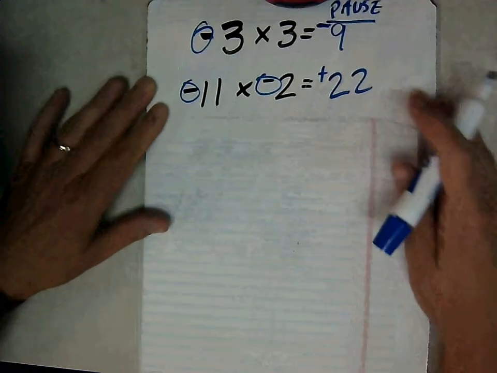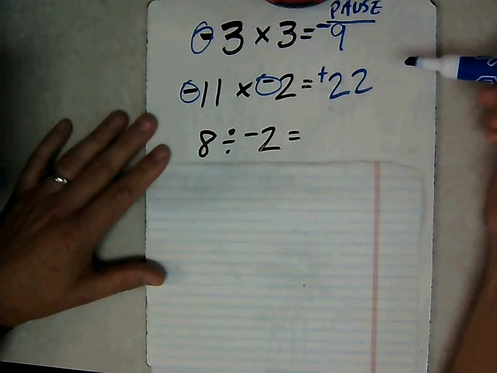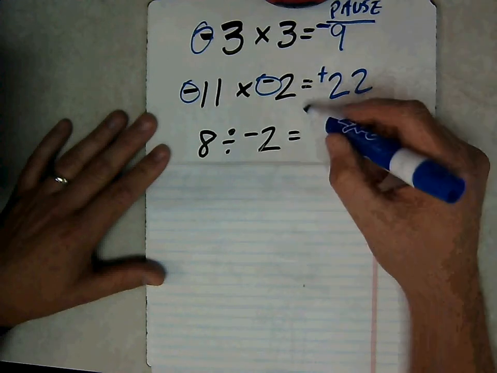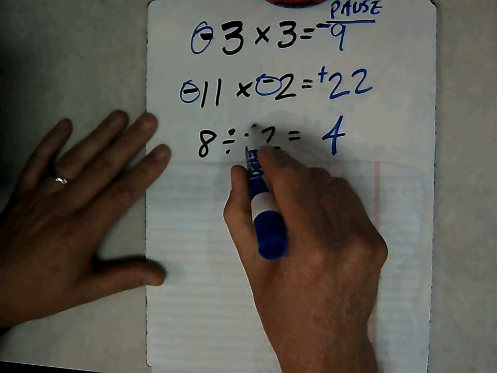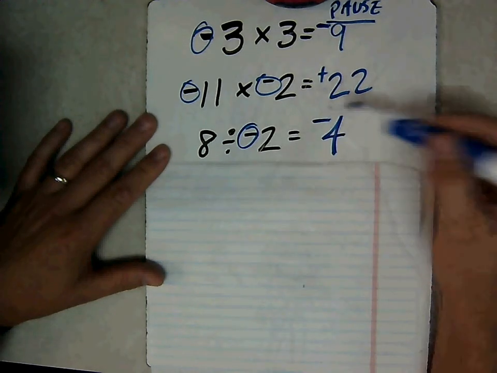Alright, next, try this one. 8 divided by negative 2. Okay, pause if you need to. Alright, so the answer is 8 divided by 2 is 4, but one wrong makes it wrong. One bad apple spoils the bunch. So that's negative 4.